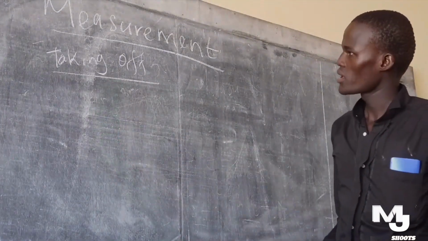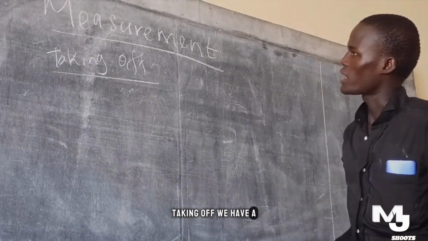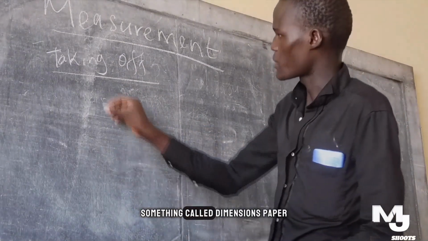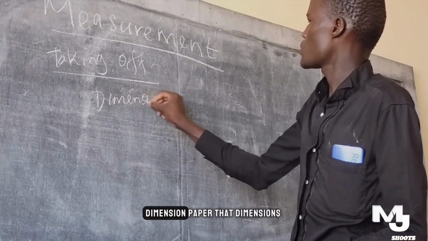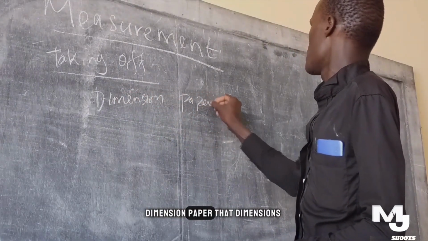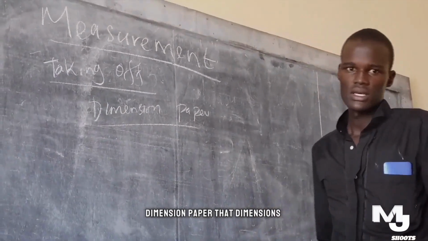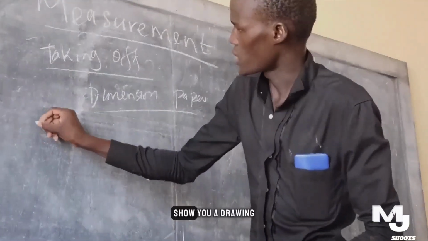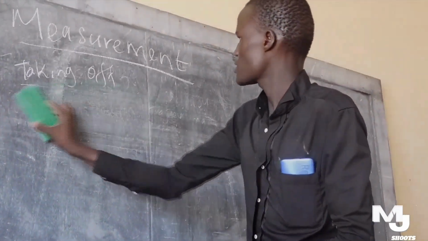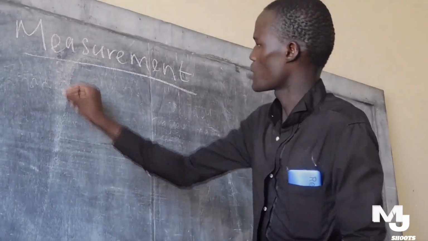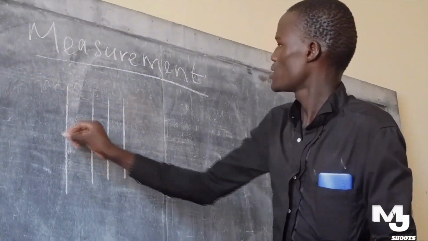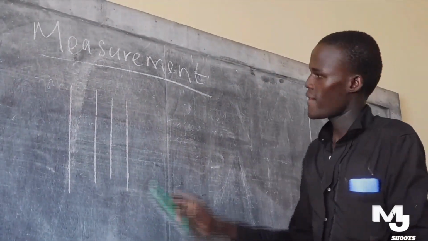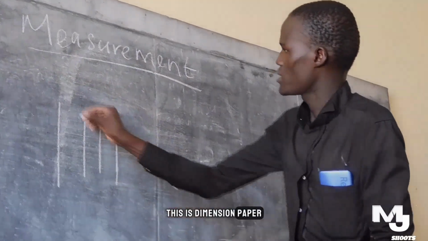So taking off, we take off. After taking off, we put it on the dimension paper. So we have something called dimension paper. Dimension paper is a special paper where dimensions are entered. So let me just show you a drawing of a dimension paper. We have a dimension paper like this. This is a dimension paper.